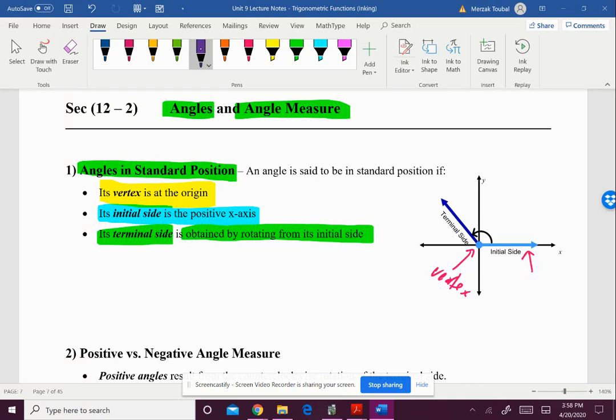So here's the terminal side. As you see, the rotation starts from the initial side. If these conditions are satisfied, then we say that the angle is in standard position. Throughout the trig functions, we will only work with angles in standard position.